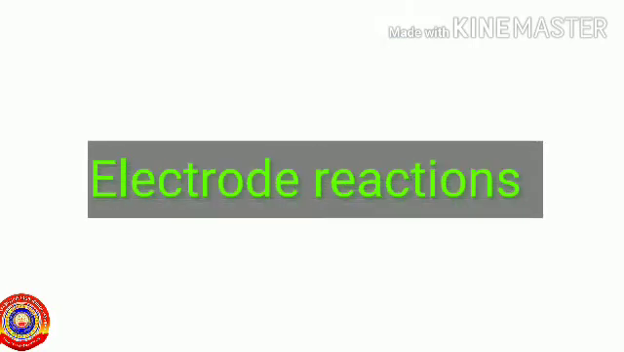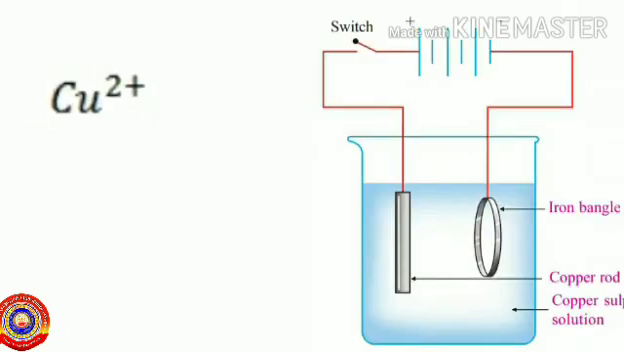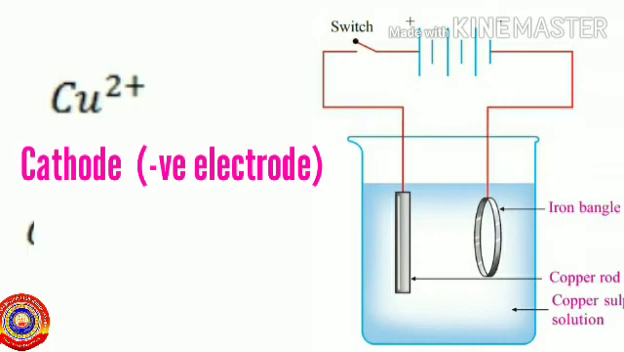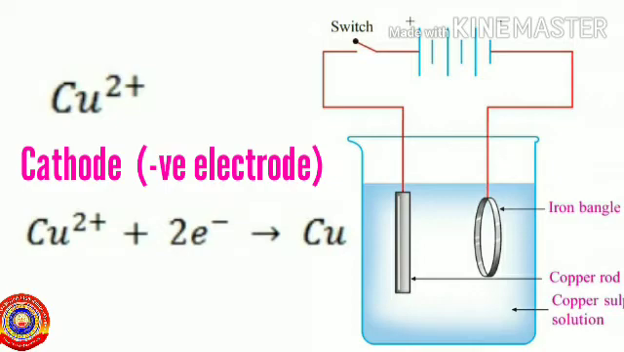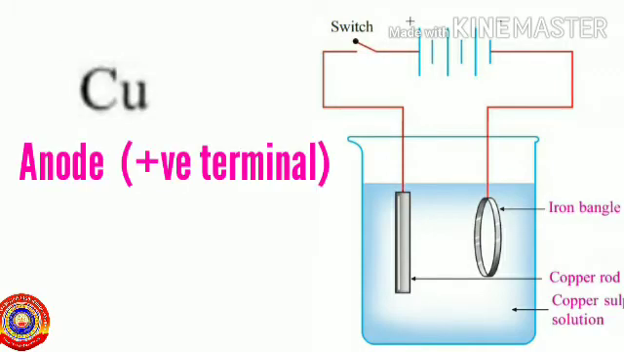Now let's see the reactions at the electrodes. As you know, copper sulfate dissociates into copper ions and sulfate ions when electricity is passed. The positively charged copper ions move towards the negatively charged electrode, and the copper ions get reduced. In this way, the copper ions are deposited on the iron bangle as copper atoms. Copper undergoes oxidation at the copper plate, which is connected to the positive electrode, the anode. Hence the equation is as follows: Cu gives Cu2+ plus 2 electrons. Therefore, the concentration of ions in the solution remains constant during electrolysis.